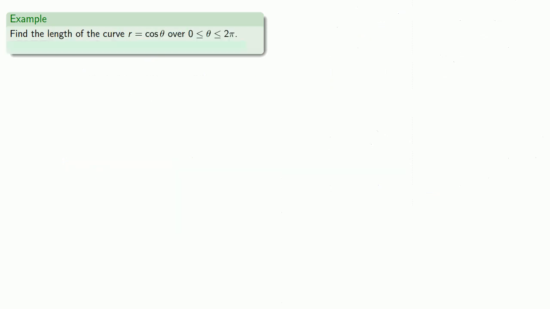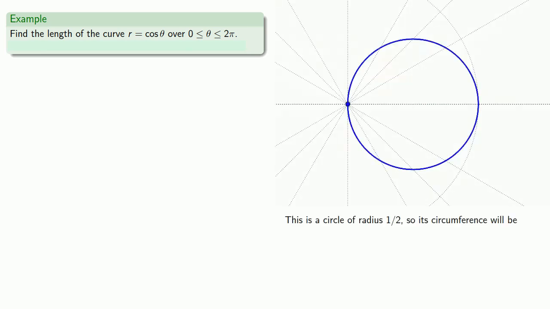So let's say we want to find the length of the curve r equals cosine theta over the interval between 0 and 2 pi. And because we want to be good calculus students, we'll graph this curve. And we see that it's a circle with radius 1/2. So the length of the curve is just going to be the circumference of a circle with radius 1/2, which will be pi. But let's go ahead and use our calculus.